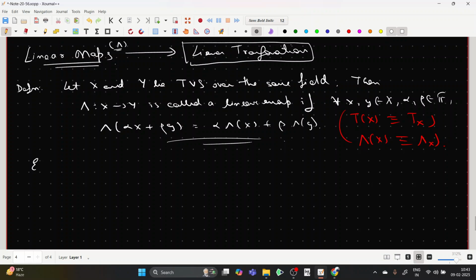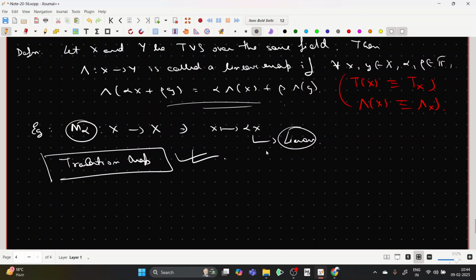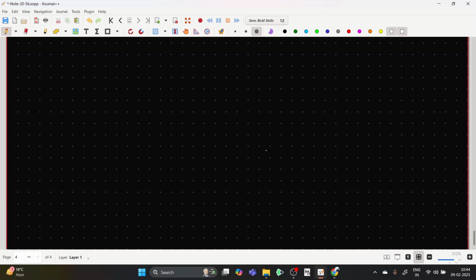A quick example: the scalar map which we had studied from X to X, such that every element is mapped to alpha x, this was linear. Okay, what can you say about the translation map? Do it on your own. Check whether this translation map was linear or not. Okay, clear? Okay. Some elementary properties which are quite immediate.